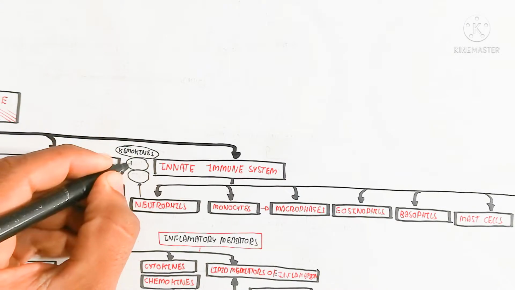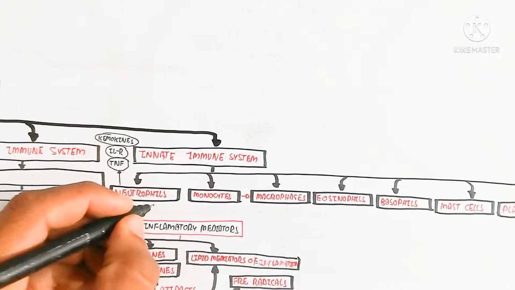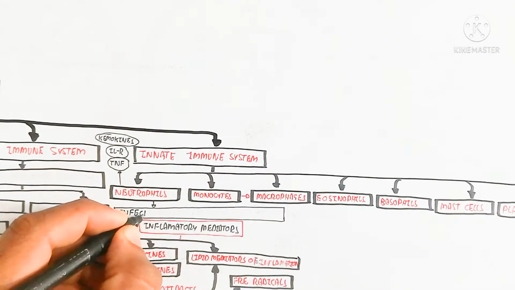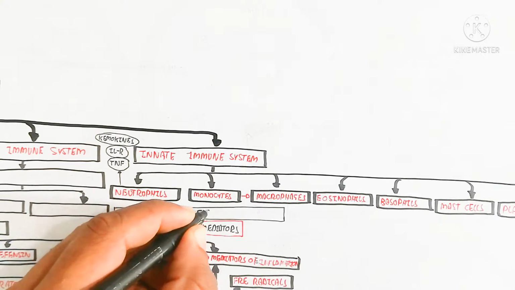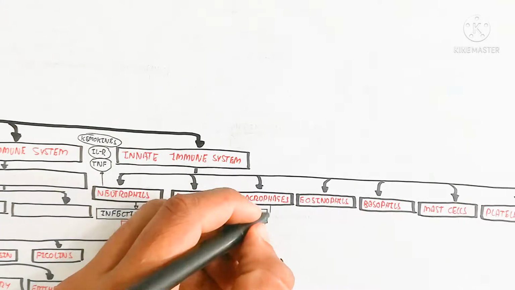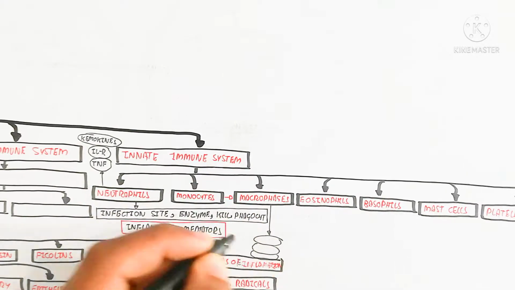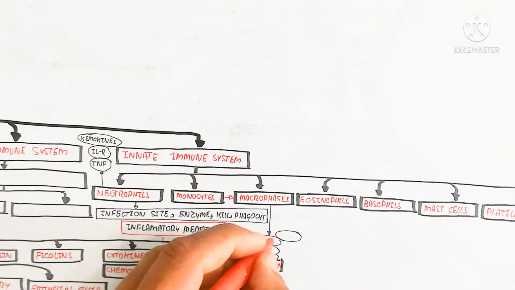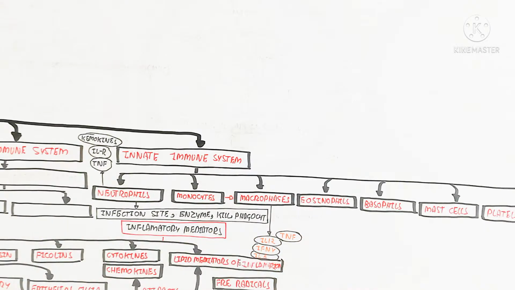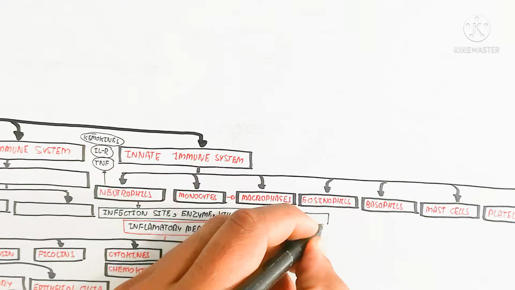So here the interferon, tumor necrosis factor, interleukin and chemokines will be produced from the neutrophils at the infection site. Enzymes kill and phagocytose from the neutrophil, and the neutrophil is very important for neutralizing the opsonized pathogen, which we will discuss later.